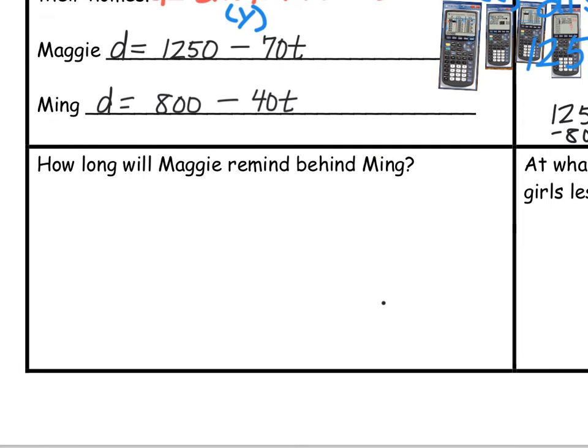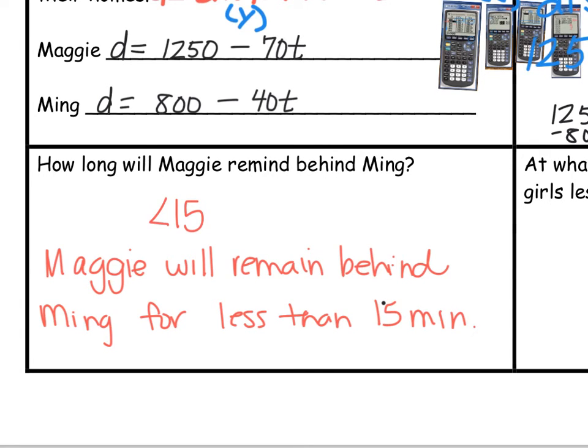Okay, similar question to the other one. How long will Maggie remain behind Ming? It takes Maggie 15 minutes to catch up to Ming. So I want to know how long she will remain behind Ming, and clearly it's obvious. Any time that is less than 15 minutes is when Maggie will remain behind Ming. She will remain behind Ming for less than 15 minutes.